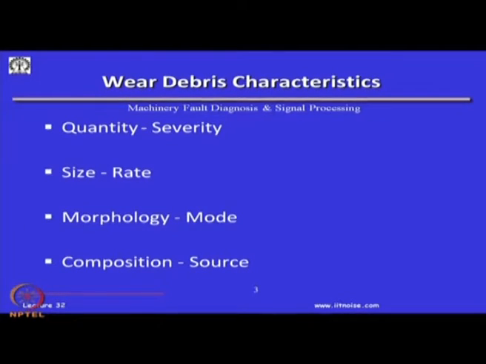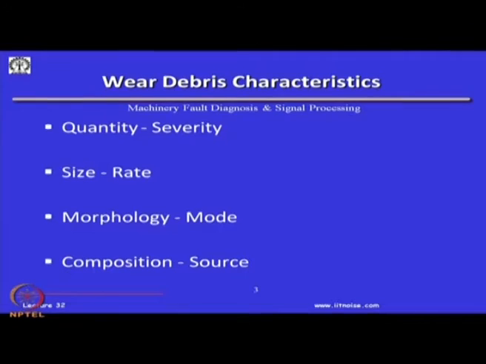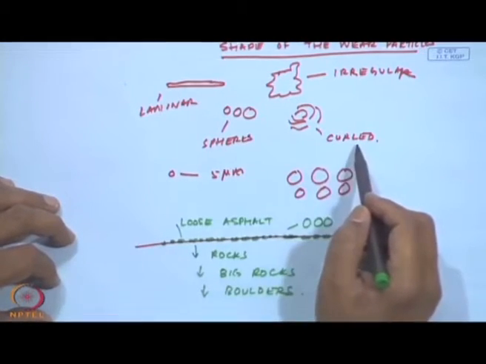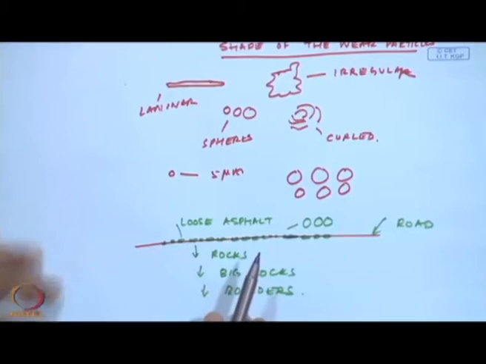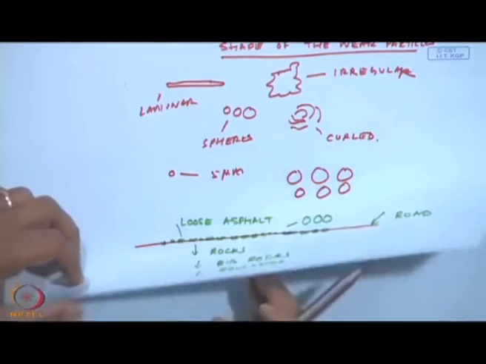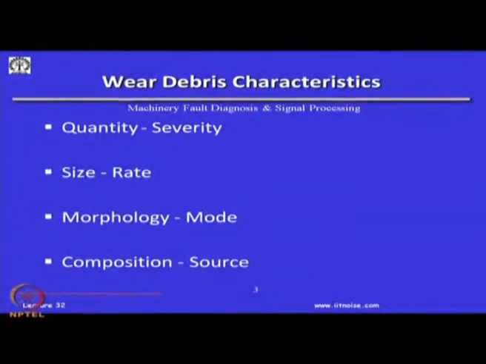So with time you will see that the particle size, maybe it was 5 microns to begin with, then became 10 or 20 microns and so on. Next is the morphology. The mode is whether the shape is laminar like strips, whether it is curled, whether it is spear, whether it is irregular. You must have noticed this while you do machining in the laboratory, in the workshop, when you use a lathe machine.